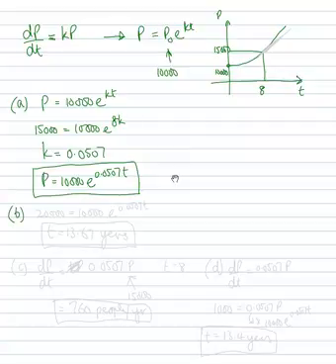Okay, so now that we know that, the next question is really easy. Find the time taken for the population to double in size. So we want to know when it's going to get to 20,000, and that's 20,000 equals 10,000 times e to the 0.0507t. Solve for t, and you're going to get t equals about 13.67 years.